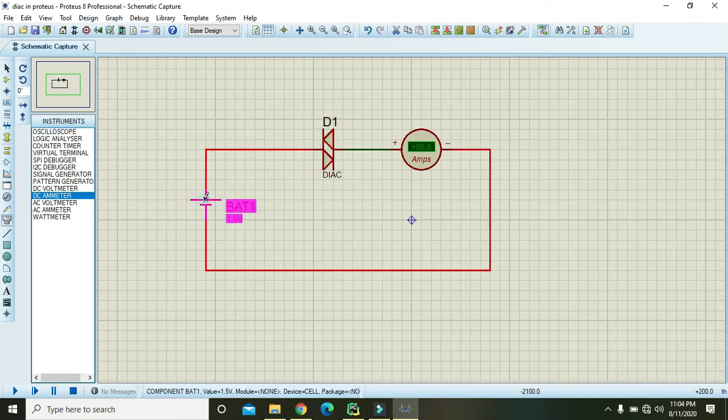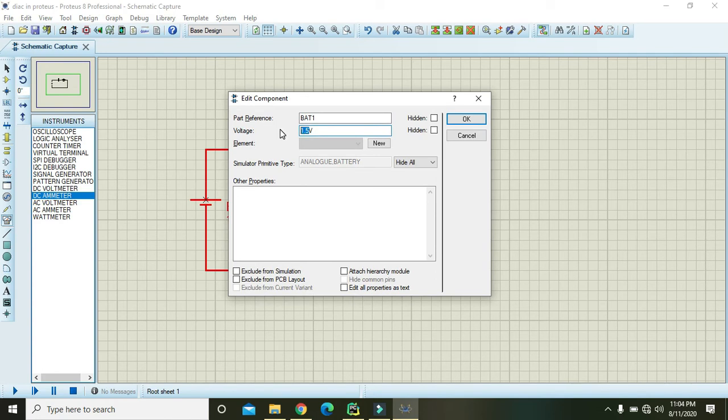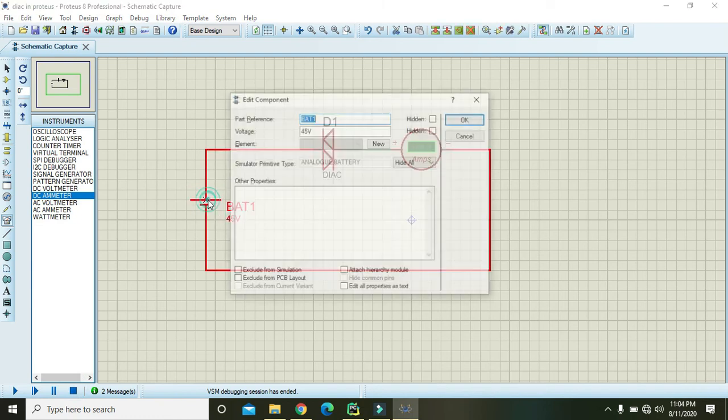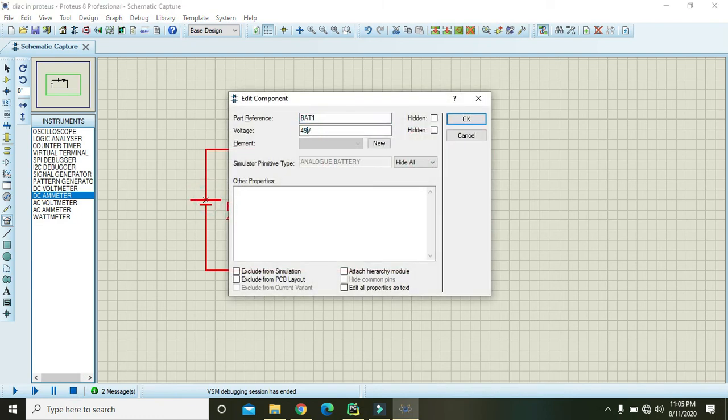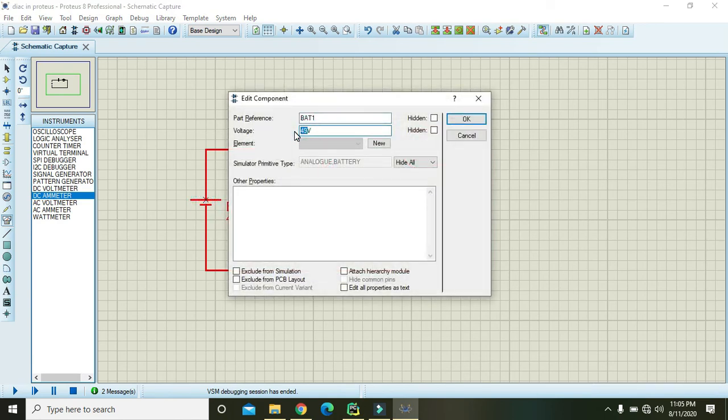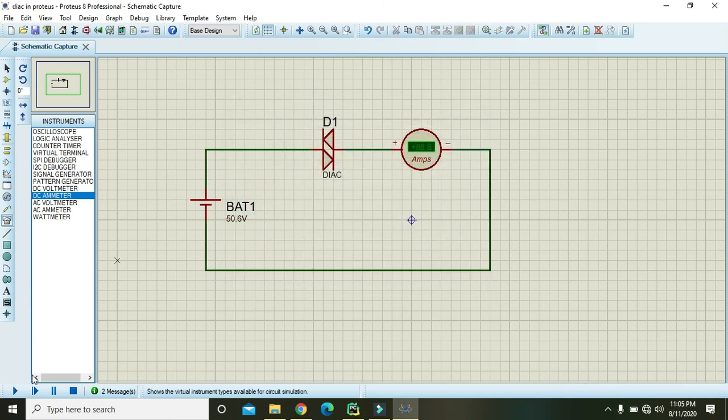So we will just change our voltages. Battery voltage is 45, and then we will run it. You can see that there isn't any sort of flow of current. Then we will double click on the battery and write 49, and again we see no conduction. We again double click on it and write 50.6. Now it is above the threshold. So you can see that there is 10.1 amps flowing throughout the circuit.